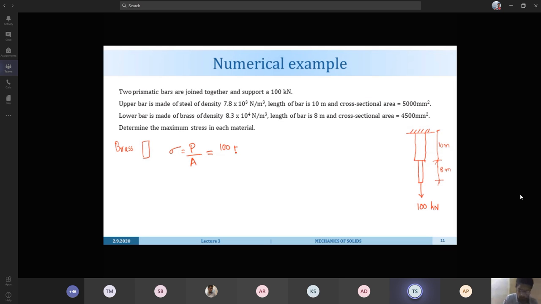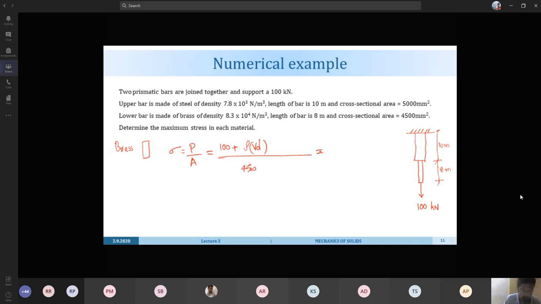Yes, the external load plus the weight. The external load is 100 kilonewton. And what is the weight? The density into the volume. And what is the cross-sectional area for that brass? The cross-sectional area for that brass is 4,500 mm square, sir. It is in kilonewtons. So tell me what will be the final answer.